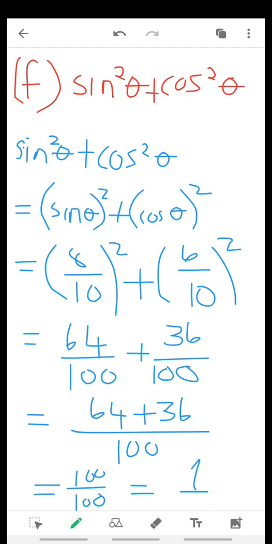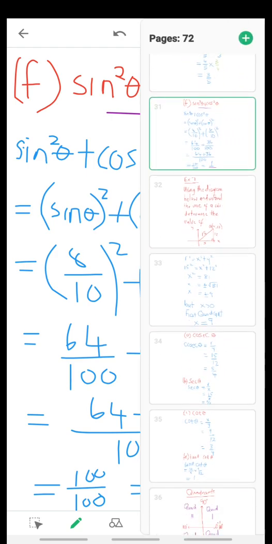Now what is sine theta? It's 8 over 10 all squared, plus what is cos theta? 6 over 10 all squared. Now 8 squared is 64 over 100, plus 36 over 100, and therefore our answer became 1. Please take note of this answer. At the end of the lesson, you will see something. Sine squared theta plus cos squared theta equals 1. You will see something before the end of the lesson.